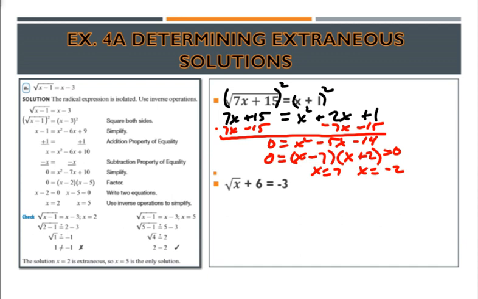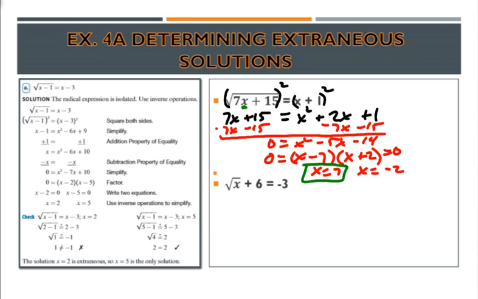So now if I put each of these answers in for x, will it make both sides equal to each other? So if I put a 7 in for x, 7 times 7 is 49. 49 plus 15 is 64. The square root of 64 is 8. The other side, let's put a 7 in for x. 7 plus 1 is 8. So x does equal 7.